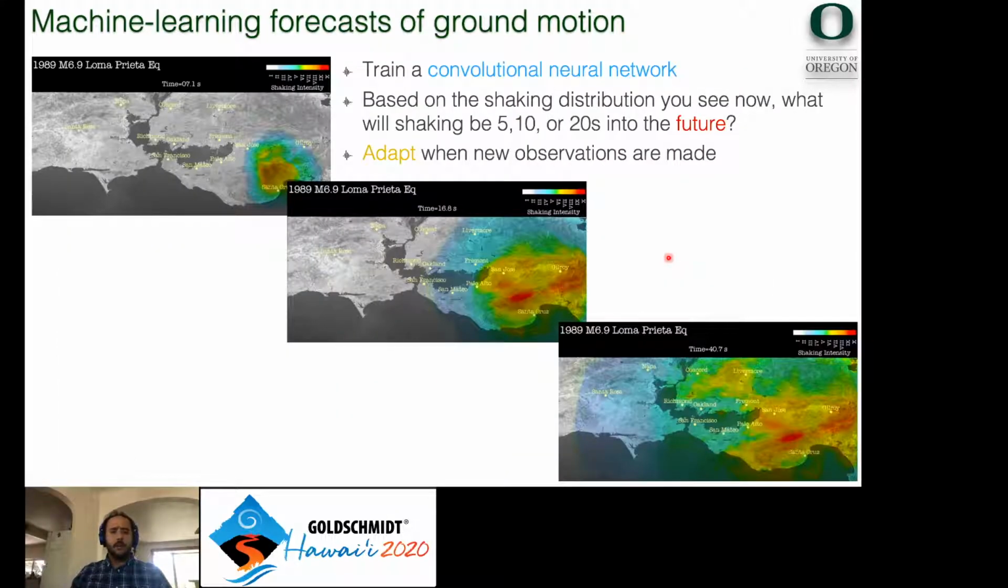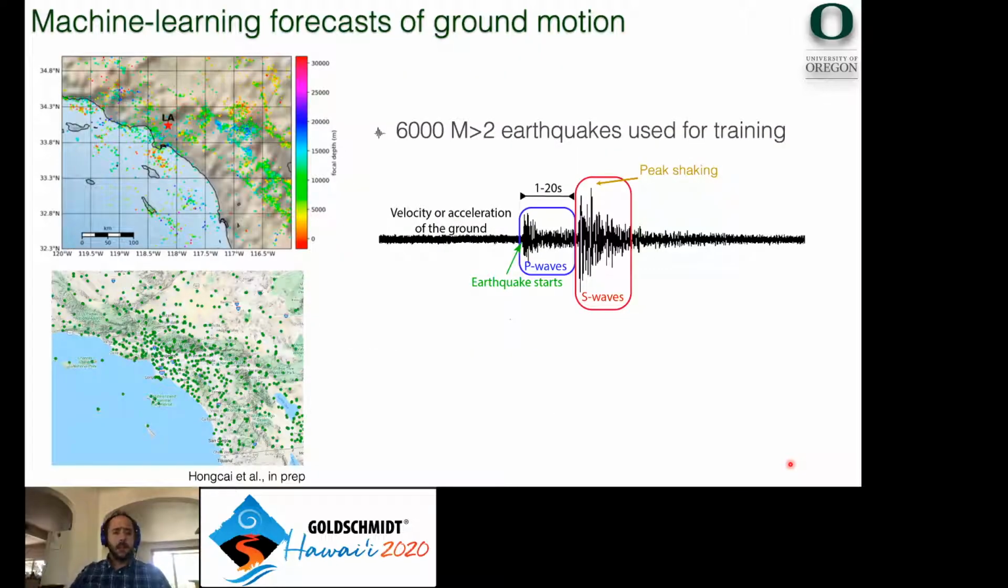What if we simply train an algorithm to say, based on the pattern of shaking that I see now, forecast into the future what you think the shaking is going to be 10 seconds or 20 seconds forwards in time, using the same strategy. Well, we've started doing that. And what I'm showing you here are our first very modest steps to that goal.